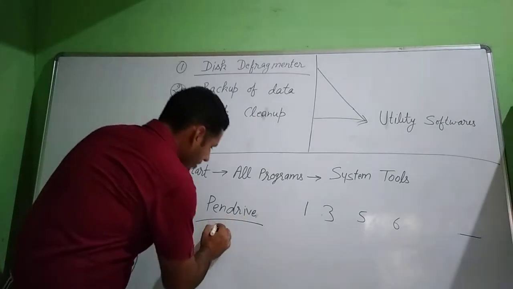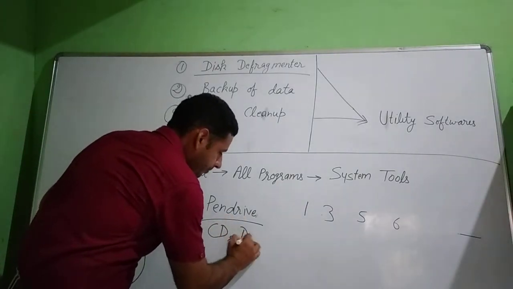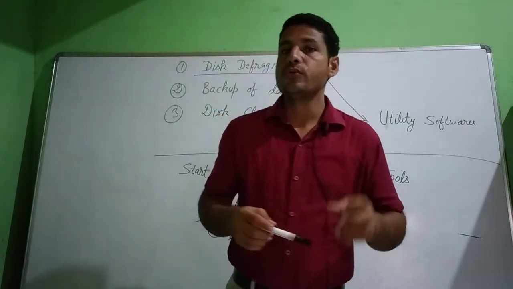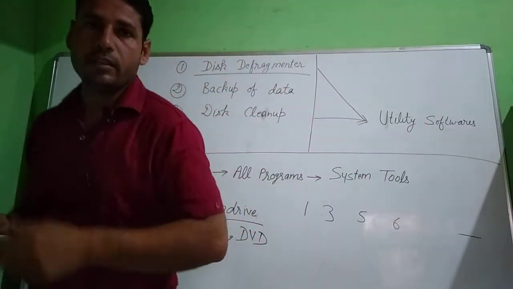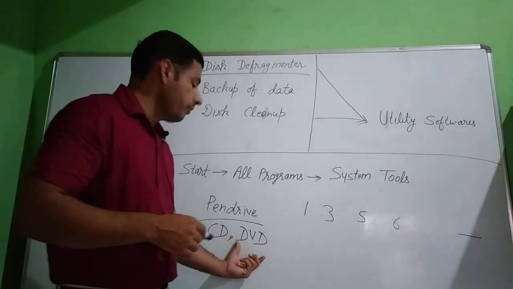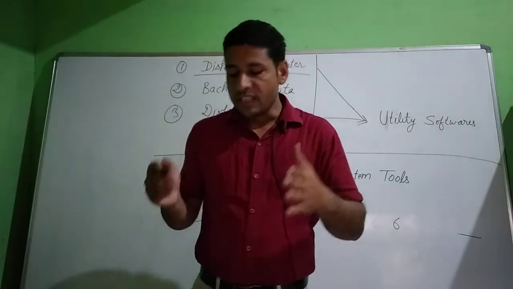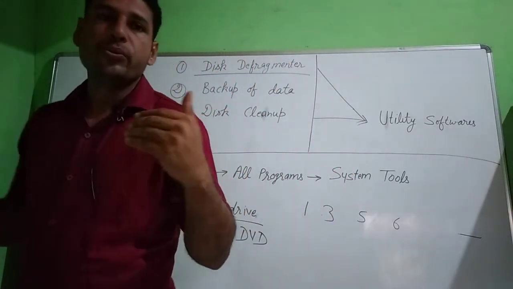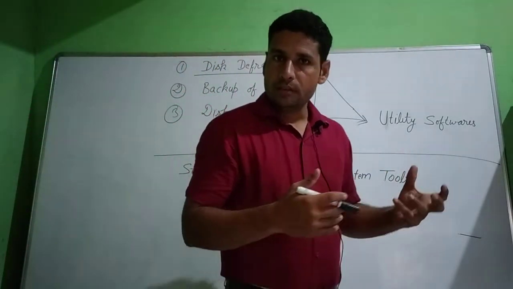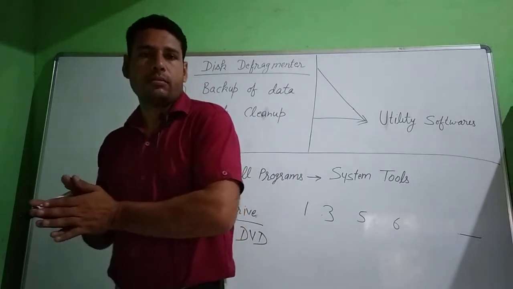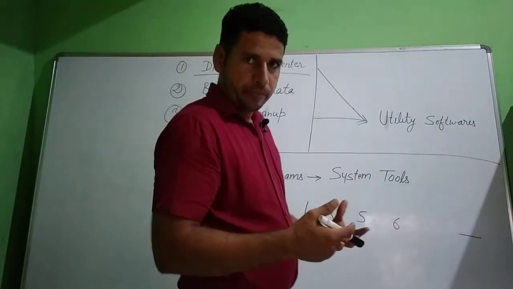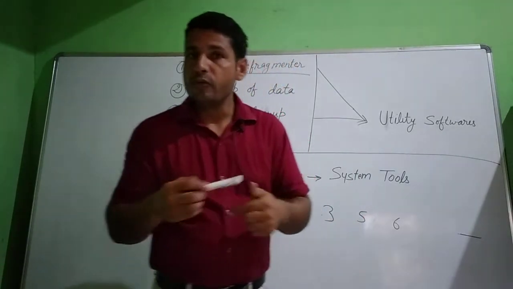Next is CD, or you can say DVD. CD and DVD are also used to take the backup of the data. CD, compact disc; DVD, digital versatile disc. These disks are also used to take a copy of the data, and later you can use those CDs or DVDs in other computers or in your own computer. Clear?